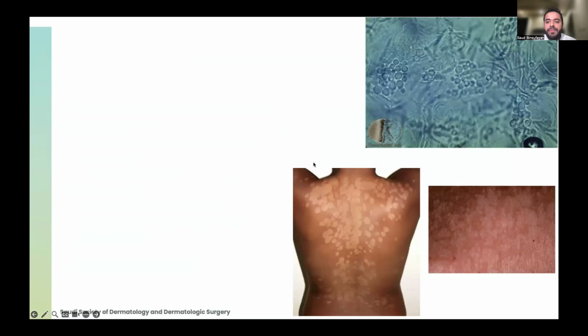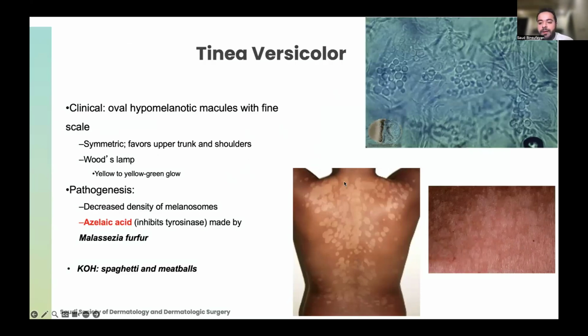So that's another condition. It's basically tinea versicolor. In this case, the distribution really gives it away. Whenever we see this kind of distribution in the picture, oval-shaped hypopigmented patches with scales, fine scales usually, we think about tinea versicolor. We do a skin scraping and we see the classic spaghetti and meatball appearance, which is Malassezia furfur in this case.